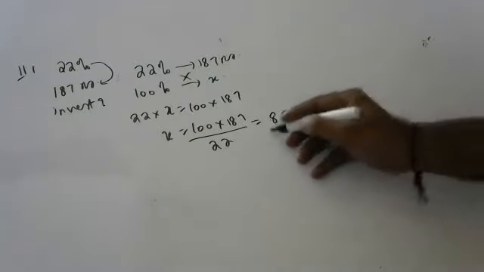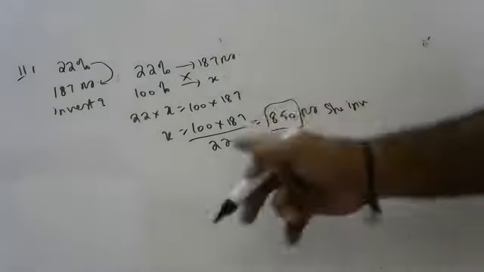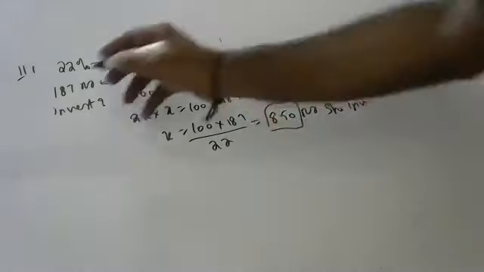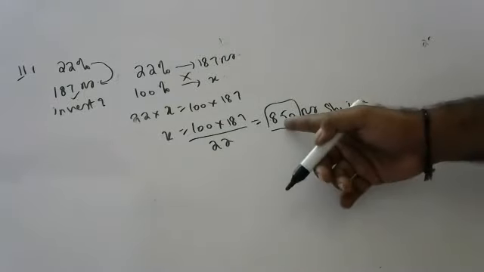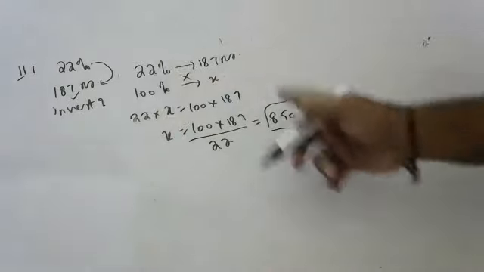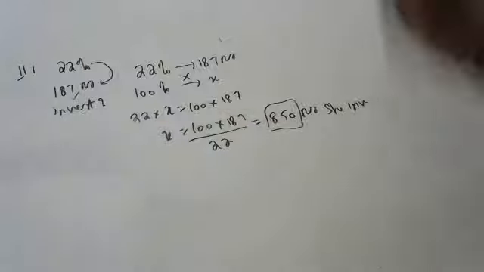Because of her 850 rupees investment, every month or whatever it is, she's getting 187 rupees. She invested this much, she's getting this much. This is 100%, this is 22%.